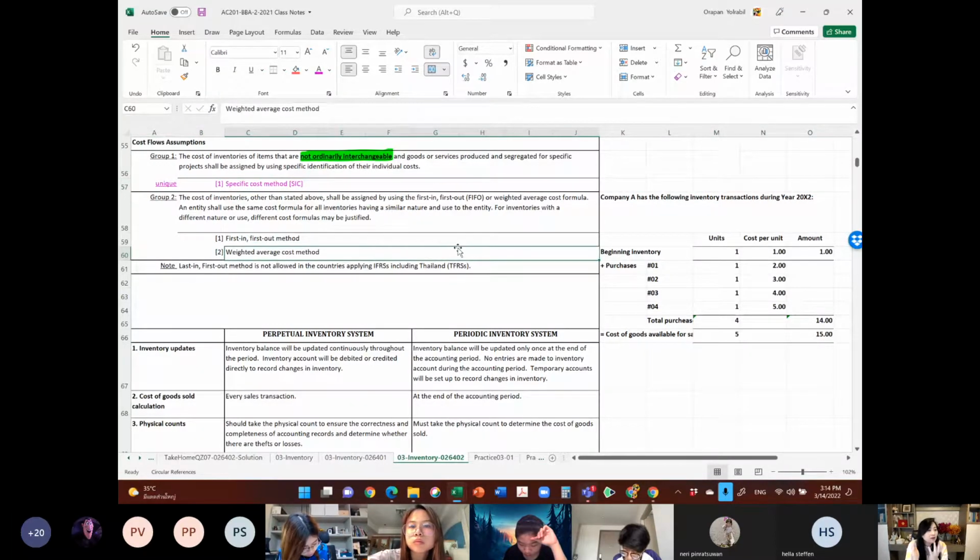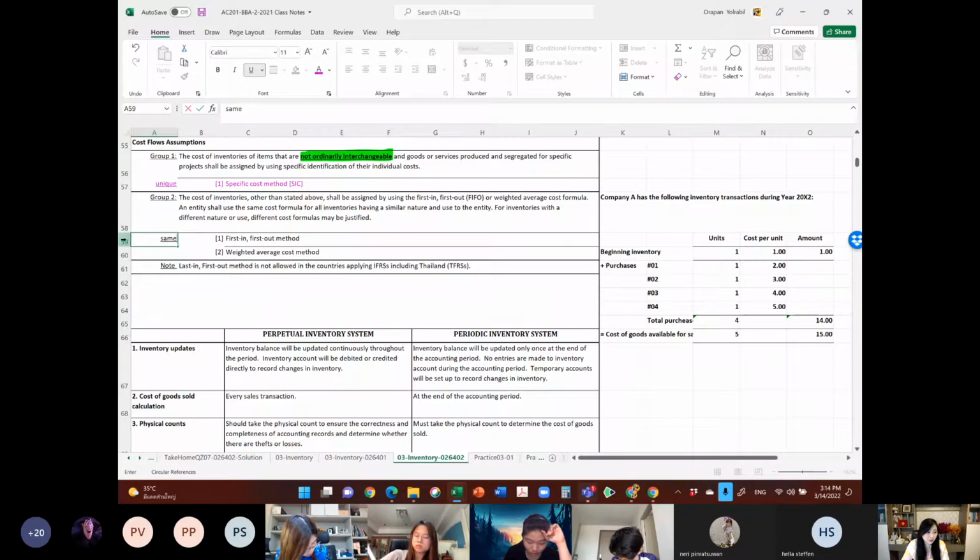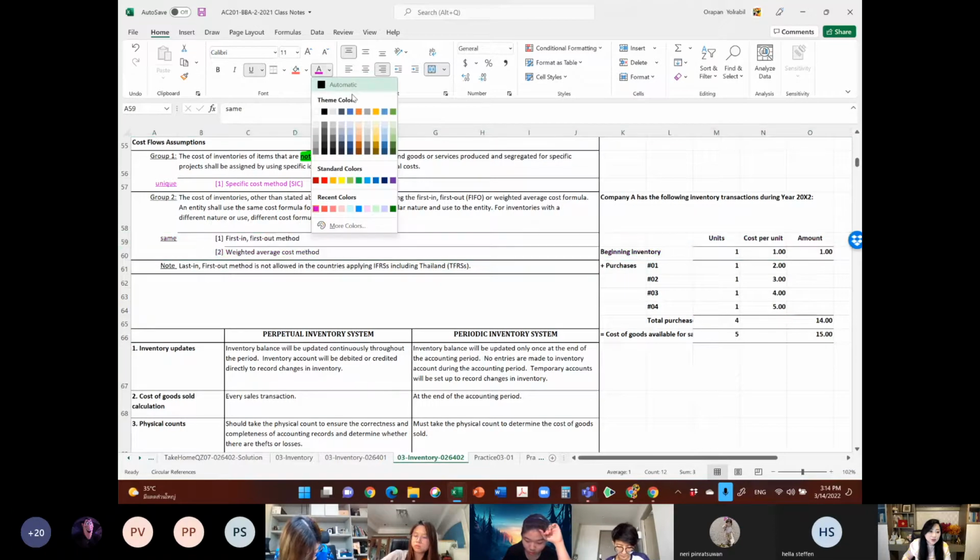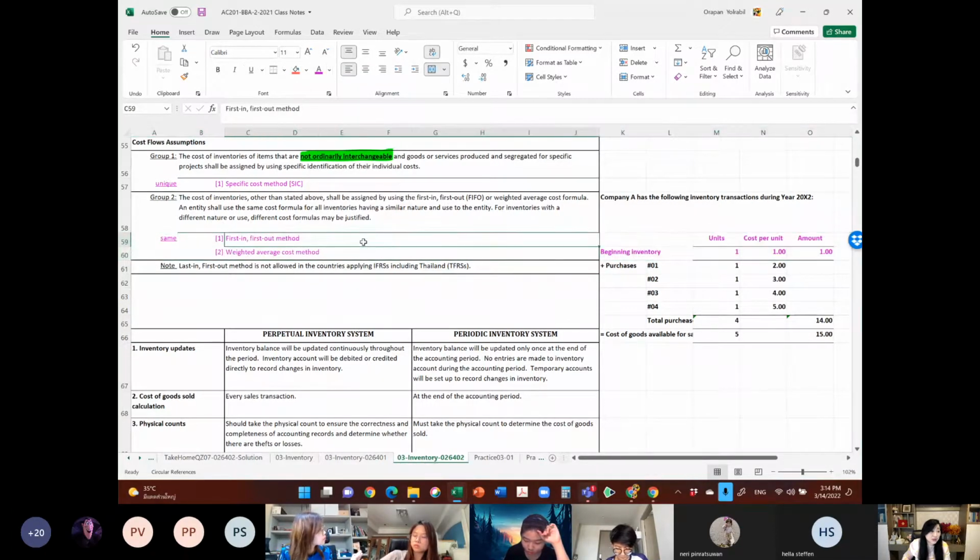So if the products are so unique, they are not the same. Each and every unit has its own character, like custom-made product, antique product, jewelry with a specific quality and all that, right? So if they are unique, then you have to use the specific identification cost method. However, if the products are the same across, like you are in the production line, the finished product would look the same, right? So in that situation, you can either use FIFO, which is first in, first out, or weighted average, or WAC, right?